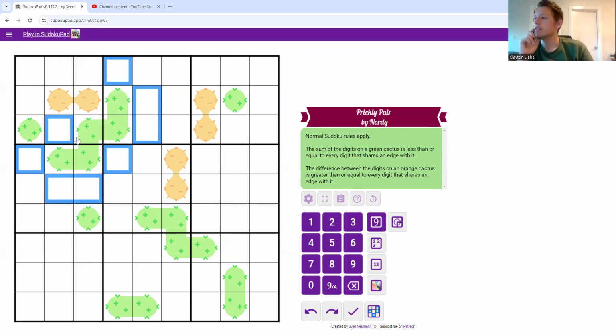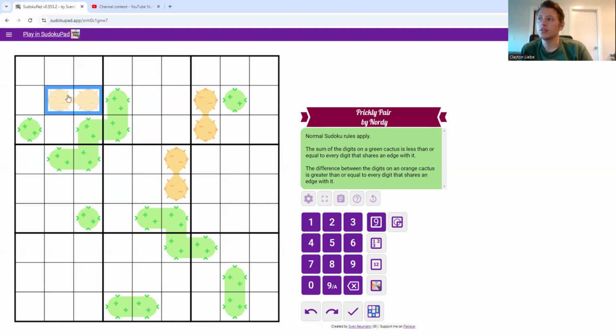And then we have this difference rule, where the difference between the digits on an orange cactus is greater than or equal to every digit it shares an edge with. So if the difference here is 6, then these digits would all have to be 6, 7, 8, and 9. Those are the rules. Well, okay, so for starters, let's look at this cactus.